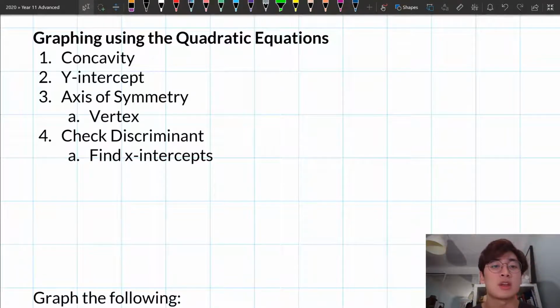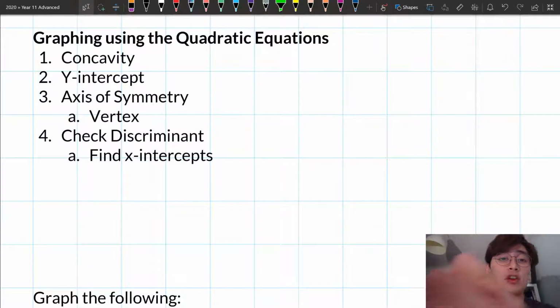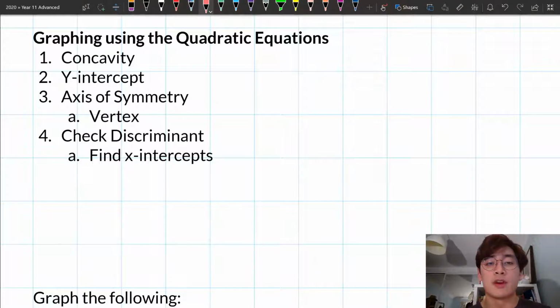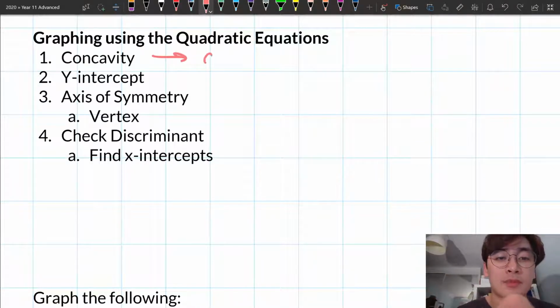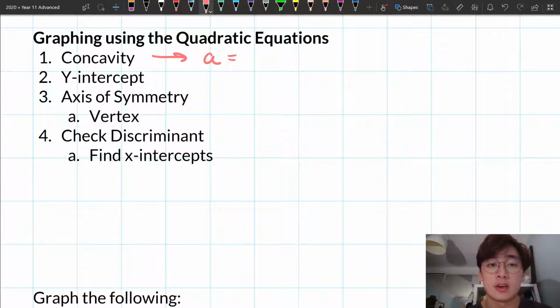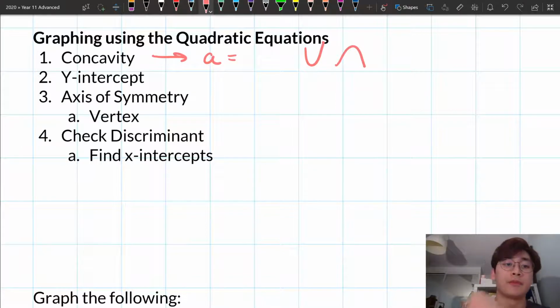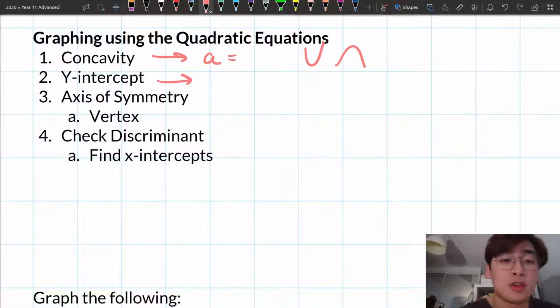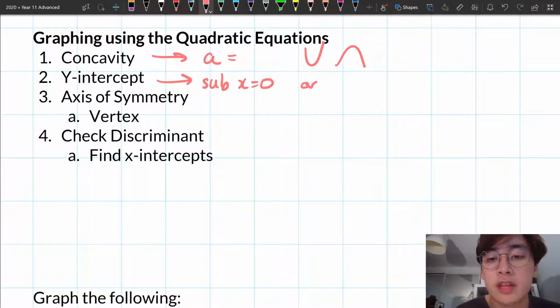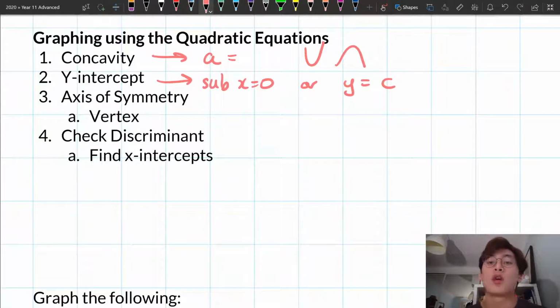But let me just go through the steps that you need to do if you're graphing using the quadratic equation. The first two hopefully are very familiar to you guys. The first one is you check the concavity. A is equal to whatever, and then you check, is it greater than 0 or less than 0? You're checking the coefficient of the x squared term and seeing if it's positive or negative, and that'll tell you if it's concave up or concave down. You've done this step before. The next step is you check for the y-intercept. So you sub x equal to 0, or you check that y is just equal to c if your quadratic is in the form ax squared plus bx plus c.